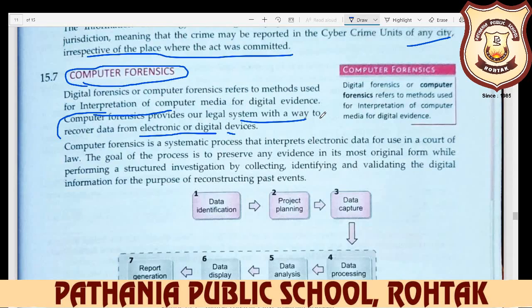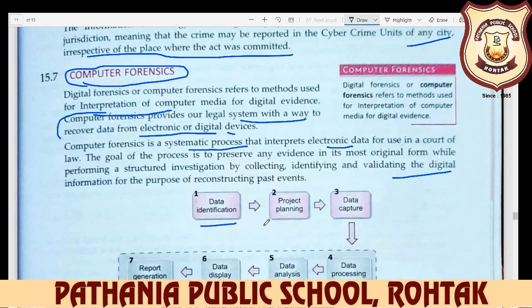Computer forensics is a systematic process. What is computer forensics? It is a systematic process, a procedure that interprets electronic data for use in a court of law. The goal of the process is to preserve any evidence in its most original form while performing a structured, one-by-one investigation by collecting, identifying, and validating the digital information for the purpose of reconstructing past events.